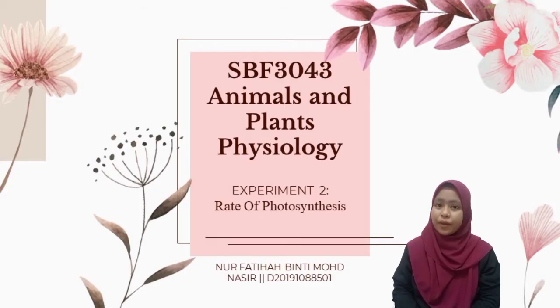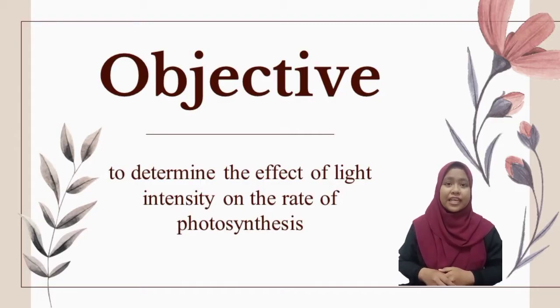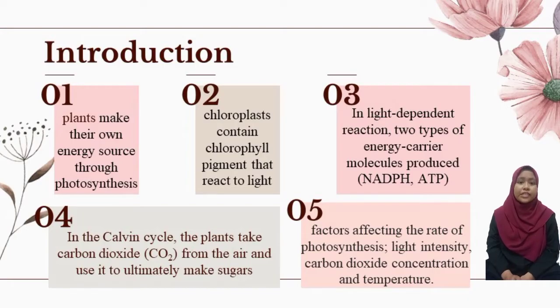Today I'm going to carry out an experiment regarding the rate of photosynthesis. The objective of this experiment is to determine the effect of light intensity on the rate of photosynthesis. Plants make their own energy source through a process called photosynthesis. During photosynthesis, plant cells use light energy, water, and carbon dioxide as reactants to produce sugar molecules and oxygen.